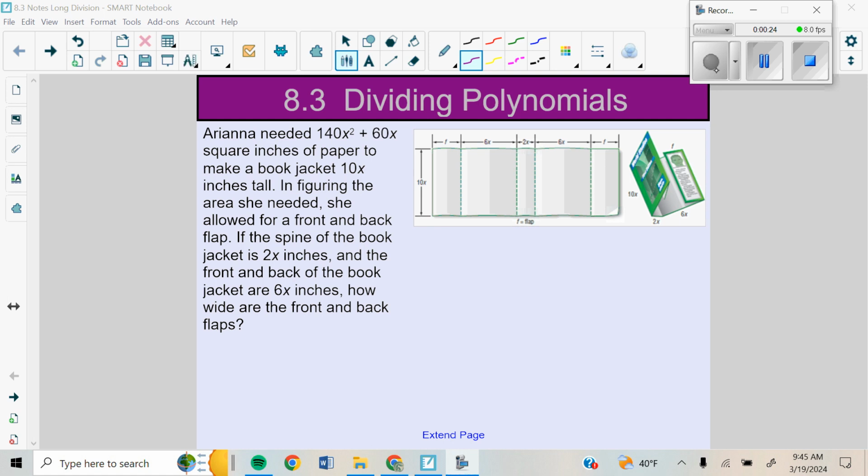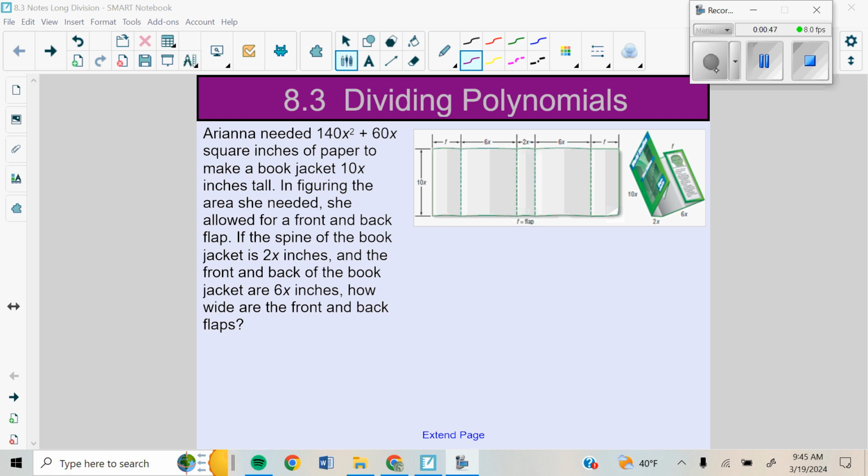All right, so Ariana needed 140x squared plus 60x square inches of paper to make a book jacket 10x inches tall. In figuring the area she needed, she allowed for a front and back flap. If the spine of the book jacket is 2x inches and the front and back of the book jacket are 6x inches, how wide are the front and back flaps?